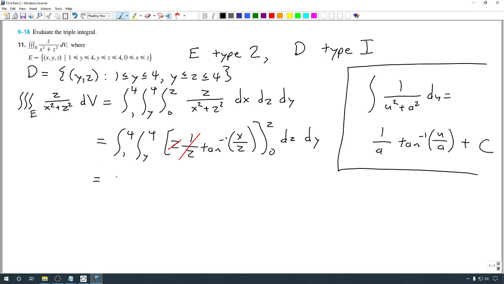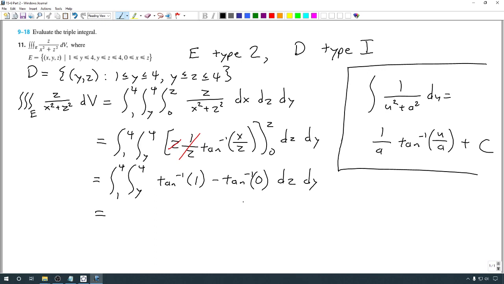Now we need to plug in our limits. We still have all these integrals out here. Those won't change for now. When we plug in z, we have the inverse tangent of z over z, or really just the inverse tangent of 1. That's kind of nice. Then we have minus the inverse tangent of 0 over z, or just 0. So actually, this turns out really nice. Everything, all the variables, actually cancel out. The inverse tangent of 1 is pi over 4. Inverse tangent of 0 is 0.